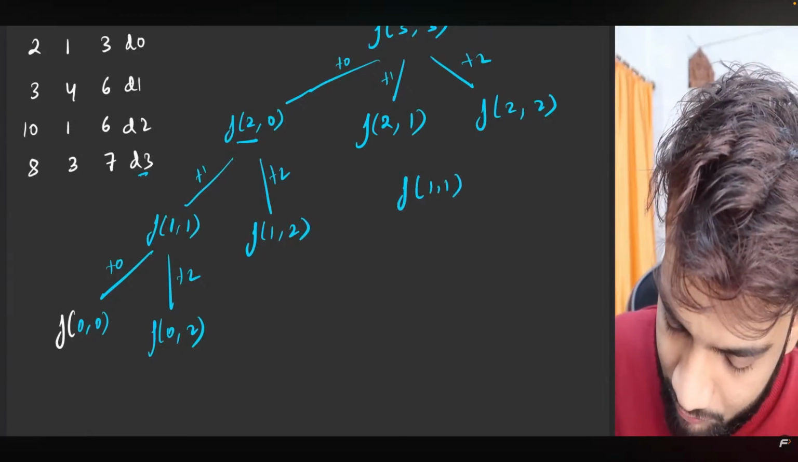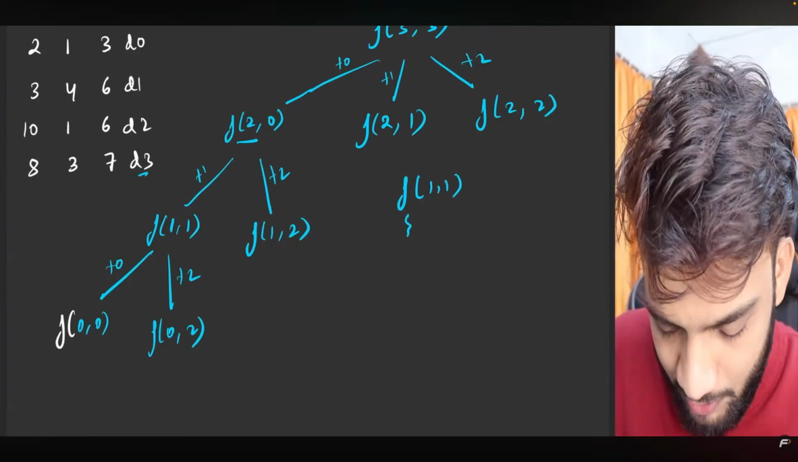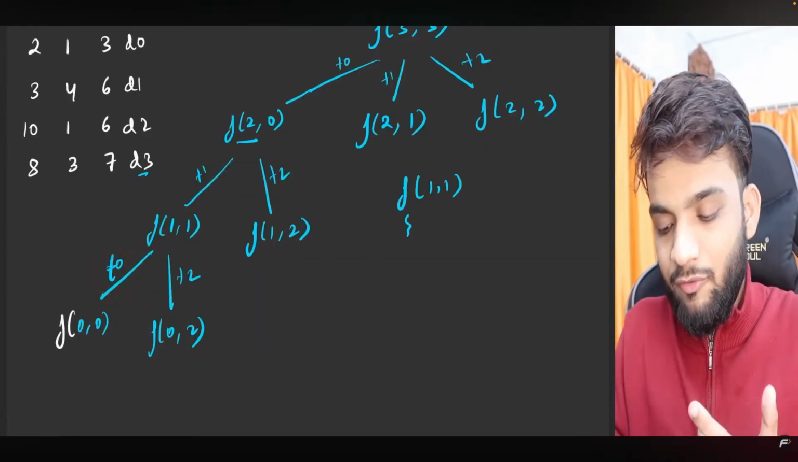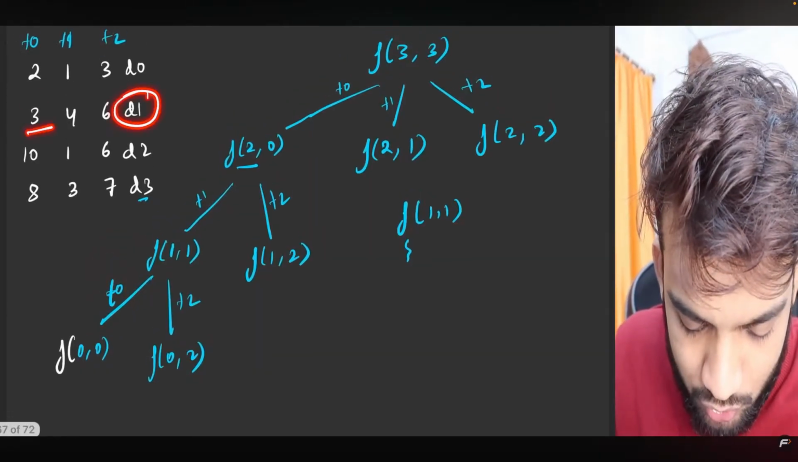Where were you? You're at f of 1, 1, and you called something like you perform the task 0. If you perform the task 0, what will be the points that you'll add on f of 1, 1? On f of task 0, 3. 3 is what you'll add.